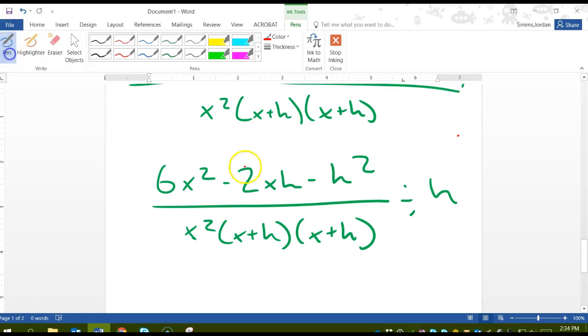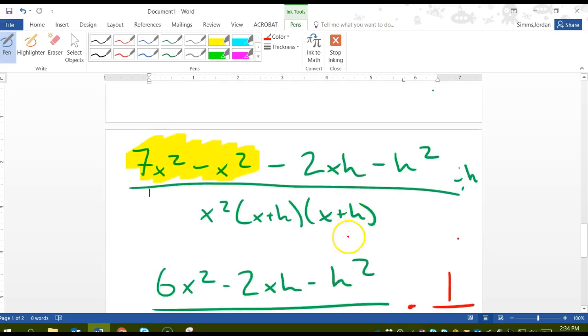But is there a common term here? What can we pull out? Well, nothing really there either. So I guess we'll stop there for now. And I'll change this. Instead of dividing by h, we'll multiply it by 1 over h. Is there something that we can do now to get rid of that?